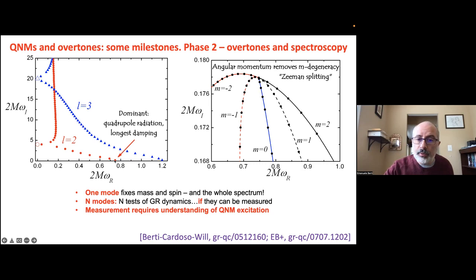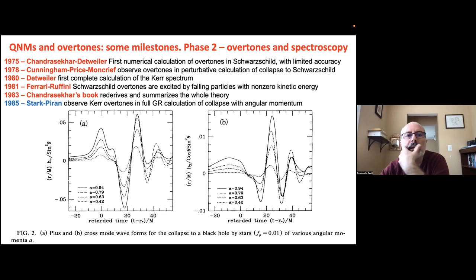If you consider Kerr perturbations, each of these modes splits into a multiplet going from m equals minus L to m equals L. And the idea, famously, is that if you measure the frequency and the damping time, you can determine the mass and the spin. And then if you measure a second mode, be it an overtone or a higher L mode, then you can do a test of GR. Now, the question is whether it's easier to observe the overtones or the higher L modes of the radiation. And this is the key question that I will address later on.